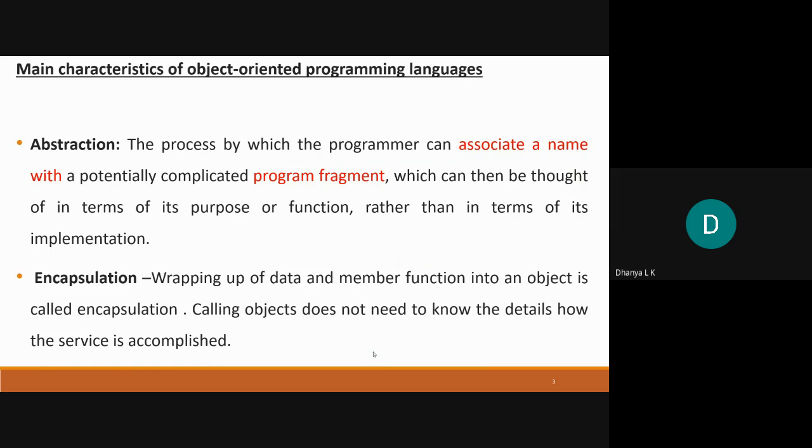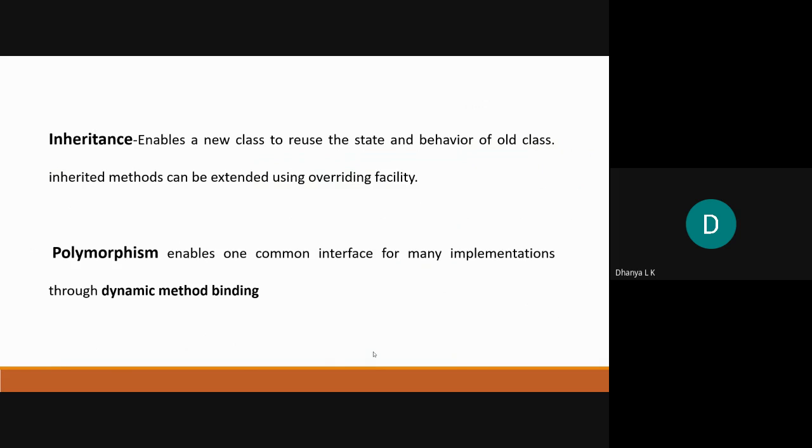Then inheritance. In our daily life also, whatever features our father has, those features are inherited by us. Whatever properties my father and mother have, I get those properties from them. That is the way of inheritance. Like that, we can increase the reusability of programming.